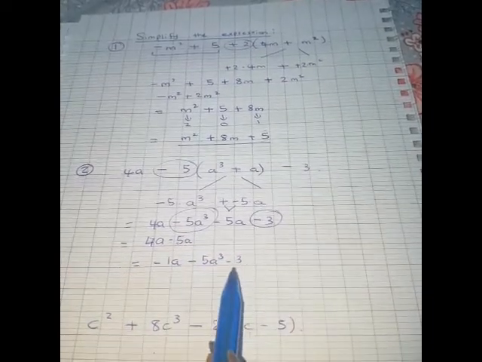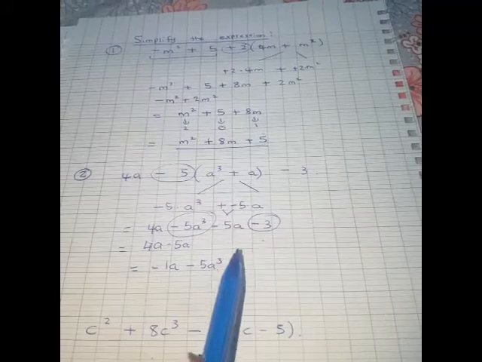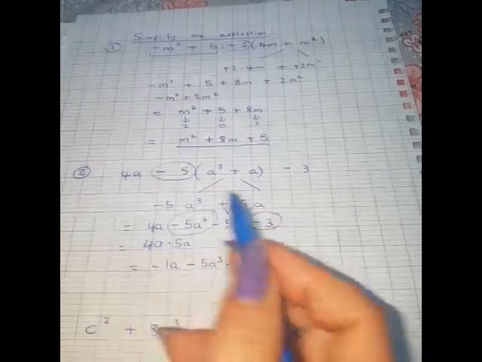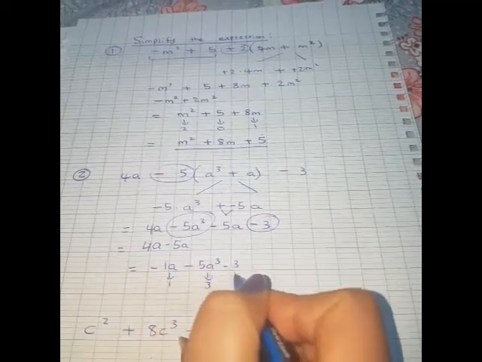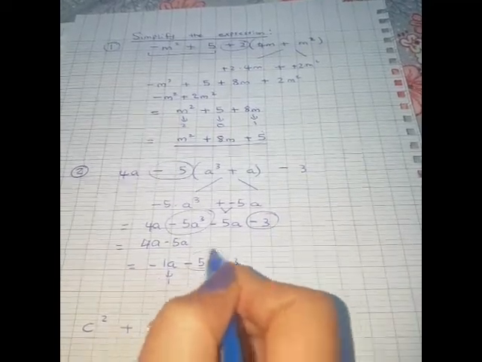Is it in standard form? No, I have to rewrite it from greatest to least. This is degree 1, this is degree 3, this is degree 0. So I start off with this.